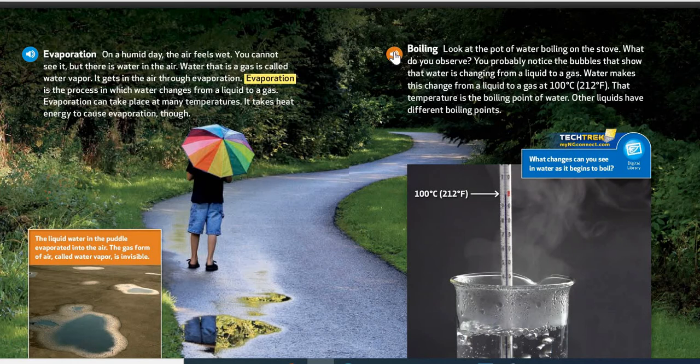Other liquids have different boiling points. Okay, so that's important. What is the boiling point of water? Yep, 212 degrees Fahrenheit, 100 degrees Celsius. When does water freeze? 32 degrees Fahrenheit, 0 degrees Celsius.